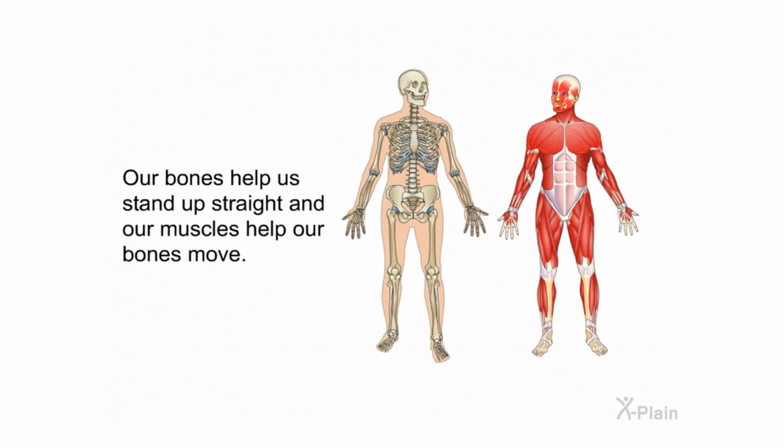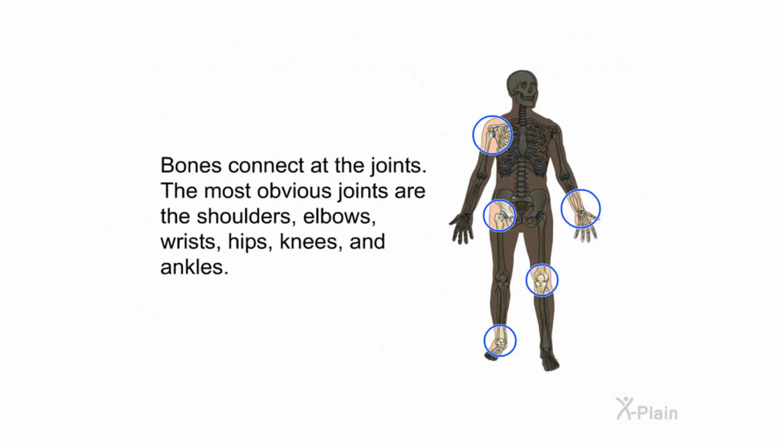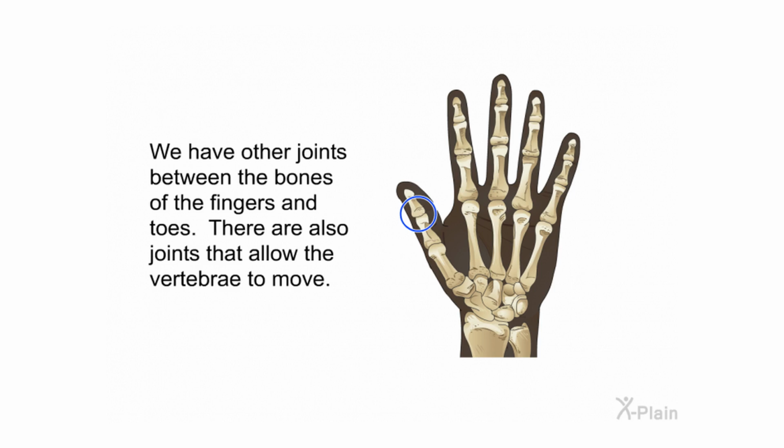Anatomy. Our bones help us stand up straight, and our muscles help our bones move. Bones connect at the joints. The most obvious joints are the shoulders, elbows, wrists, hips, knees, and ankles. We have other joints between the bones of the fingers and toes. There are also joints that allow the vertebrae to move.